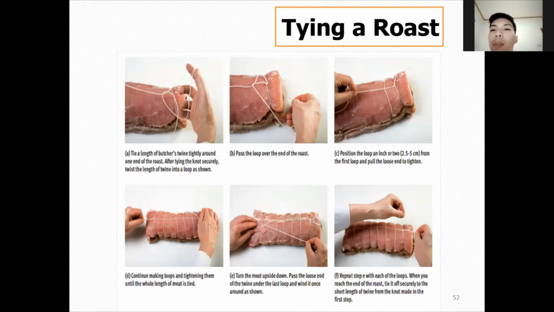Continue making loops and tightening them until the whole length of meat is tied. Turn the meat upside down, pass the loose end of the twine under the last loop, and wind it once around as shown. Repeat this step with each of the loops when you reach the end of the roast. Tie it off securely to the short length of twine from the knot made in the first step.